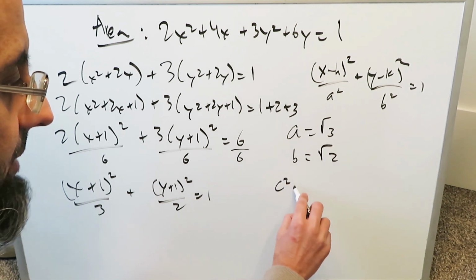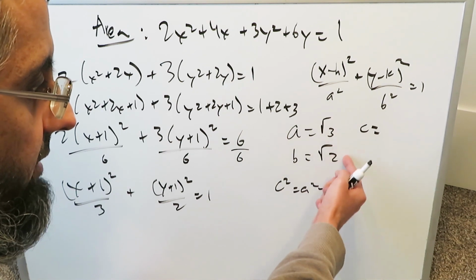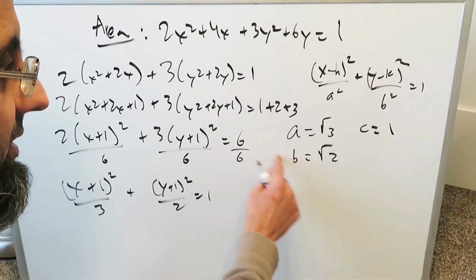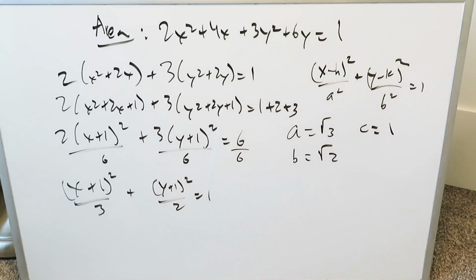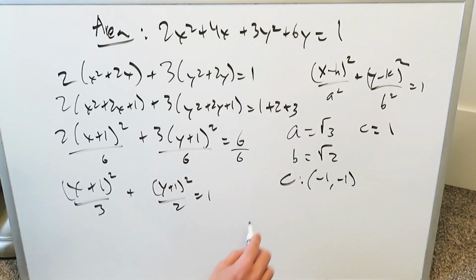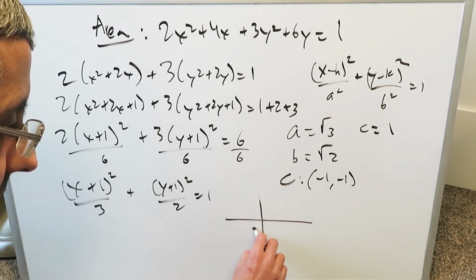If you think about an ellipse, c square is equal to a square minus b square, so c is equal to the root of 3 minus 2, which is 1. The minor axis endpoints, the vertices, the focal points, you remember all of that. What's the center of this ellipse? When you're looking at x plus 1, y plus 1, you have a center at minus 1, comma, minus 1. That's what we have. If you were to graph it, you can do a rough graph. Minus 1 comma minus 1 is right over here.